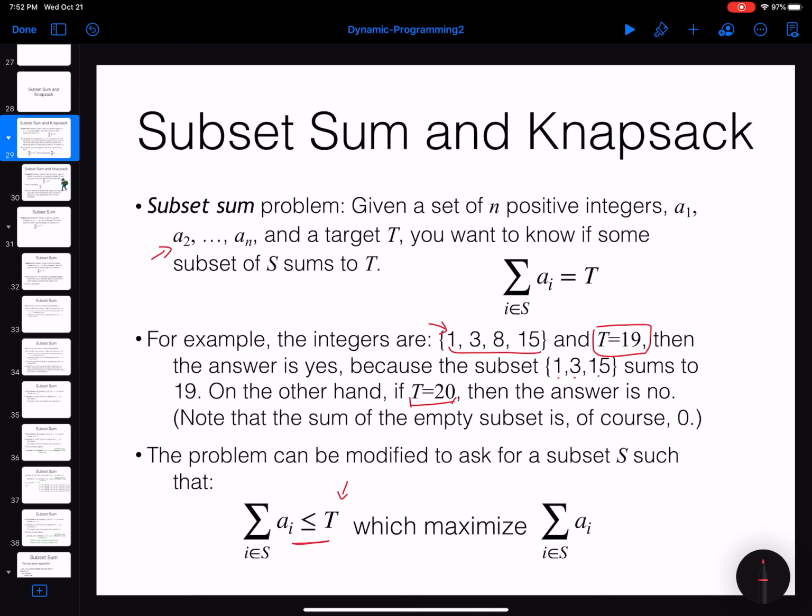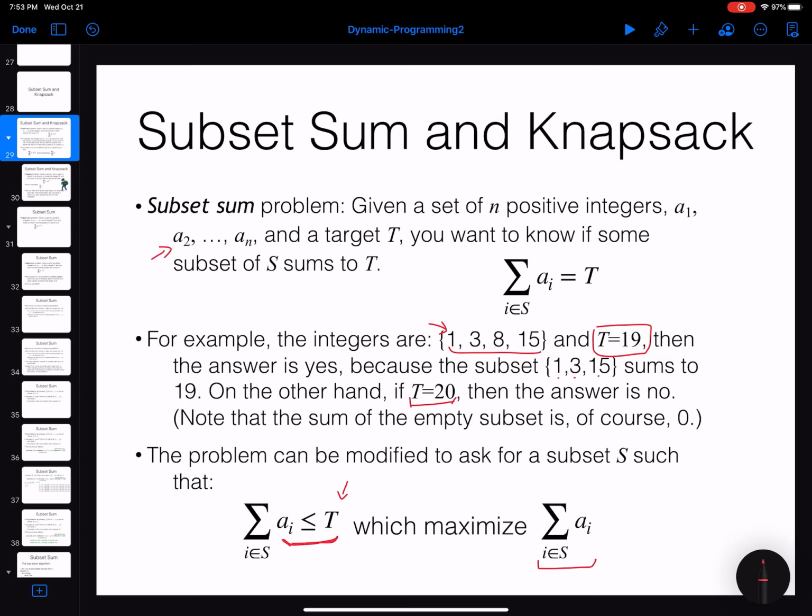Okay, if you just put this constraint, then whatever the value of t is, the answer is always going to be yes, because you can just not take any number. No, I'm just changing the whole problem and saying that I want to choose a set of numbers that the summation of them is less than or equal to t, but I want to maximize that summation.